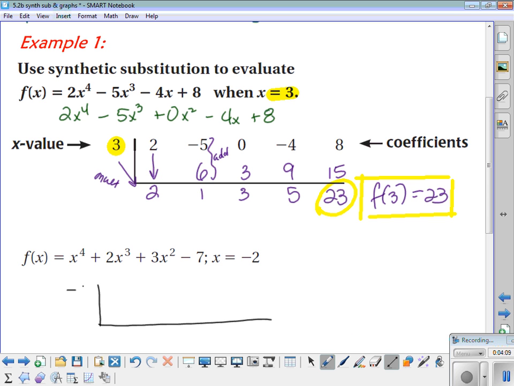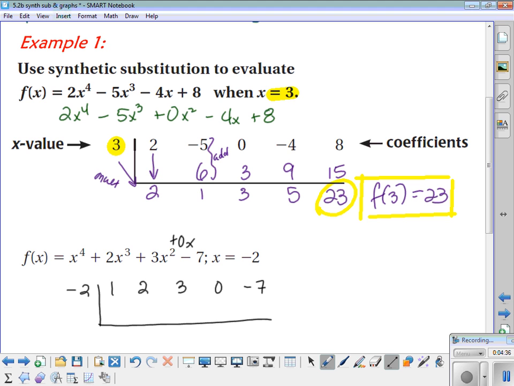So this time x is negative 2. Am I missing any terms? I'm missing the x, aren't I? So I've really got plus 0x that I need to remember about. So if I have x to the fourth, what do I assume is in front of that? A 1. So that's my first coefficient. So I've got 1, 2, 3, 0, and negative 7.